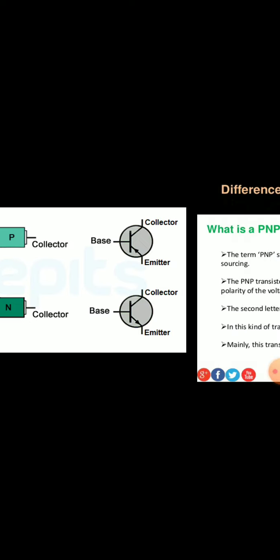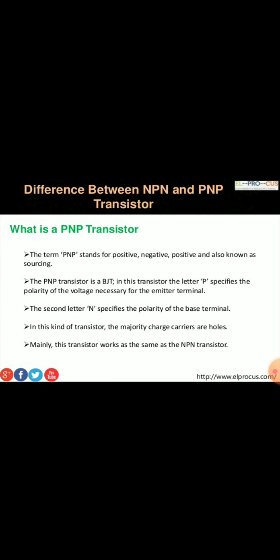In a PNP transistor, it is formed by two P sections separated by an N section. Remember, those two P sections are the buns and the N section is the ingredient of the sandwich. So in a PNP transistor, an N-type region is sandwiched between two P-type regions, so it is called a PNP transistor.